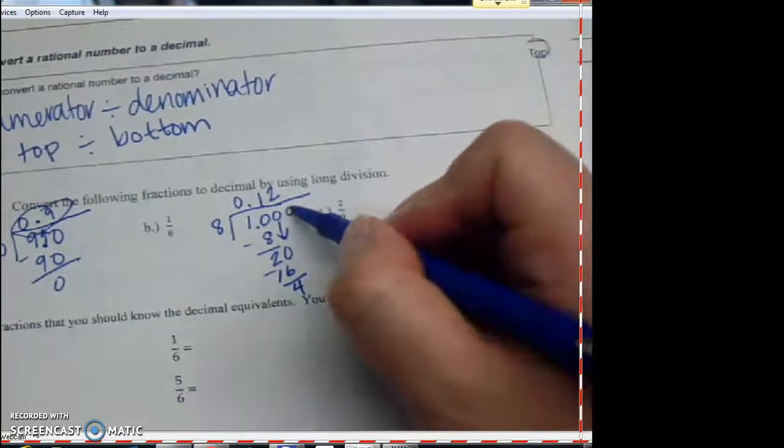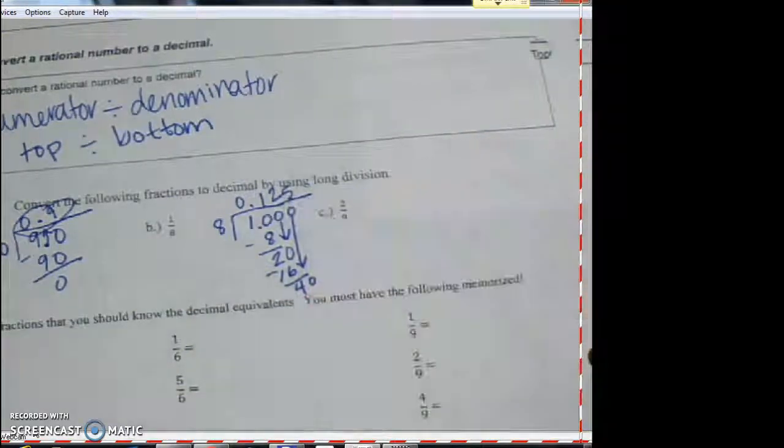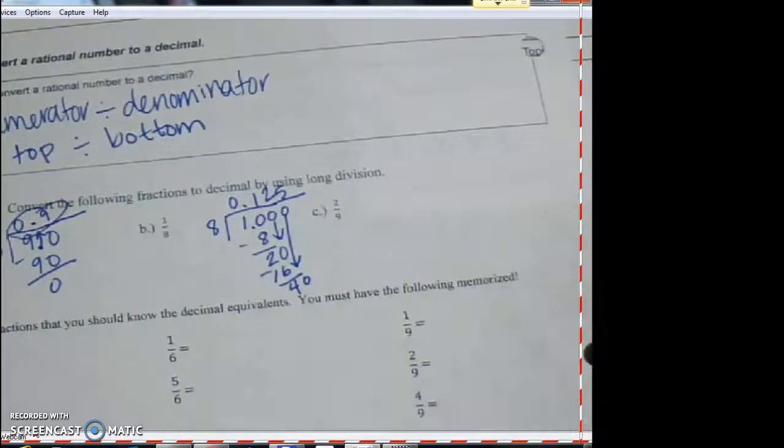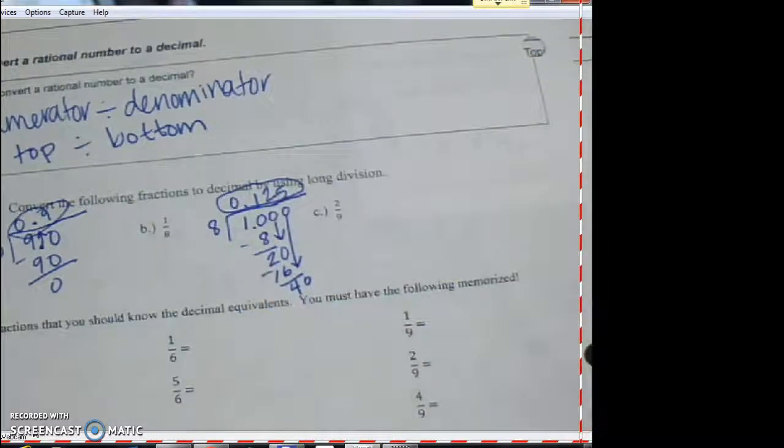Let's try one more 0 and see what happens. How many times will 8 go into 40? 5 times. So you're done. 8 times 5 is 40. So we have no remaining number left. So 1/8 is 0.125.